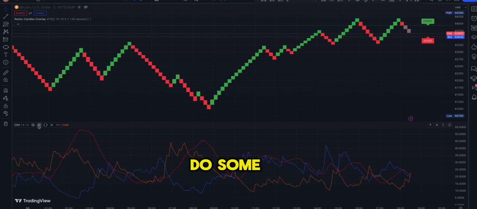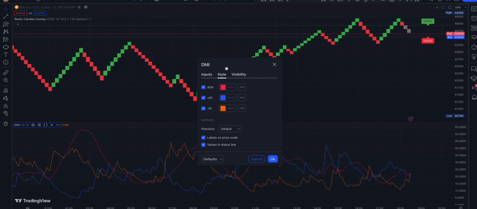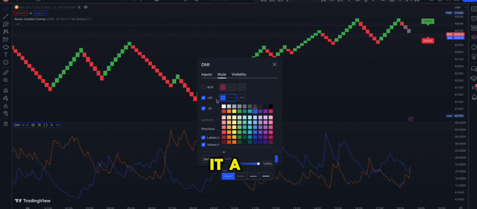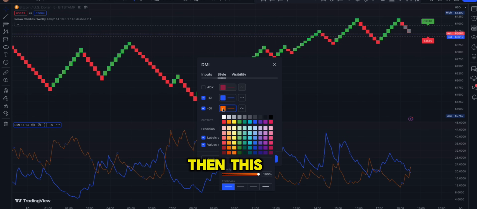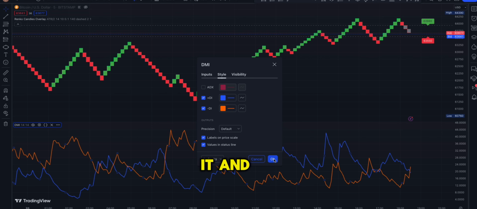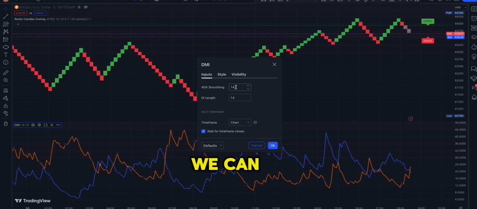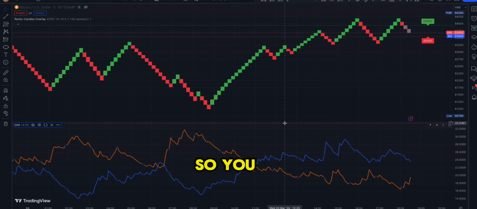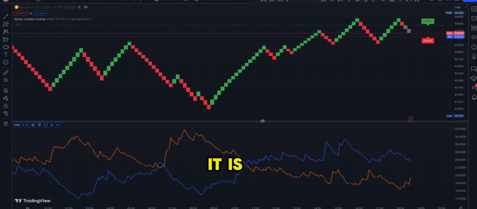So we need to do some settings in there. The styles, we'll remove this first one. This we can leave at blue. We can thicken it to make it more visible. Then this we can change to any color of our choice. We can leave it as that. And our inputs, we can leave this as 14, the smoothing, and the length we can make it 50. So you see, we can see how clear it is now.